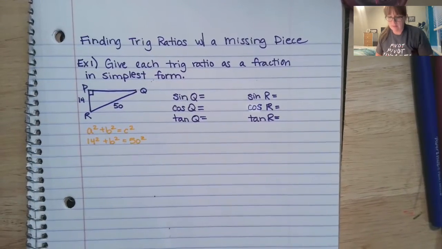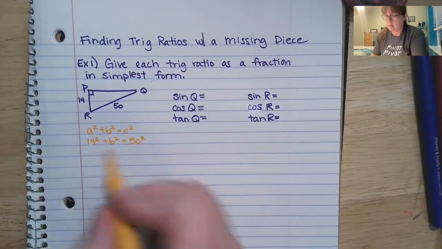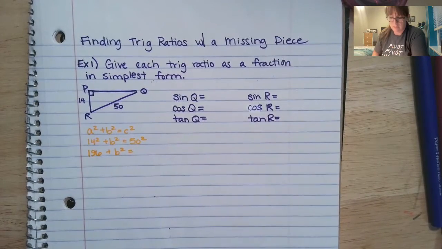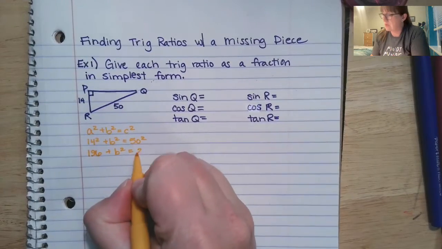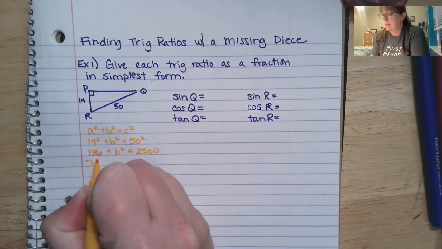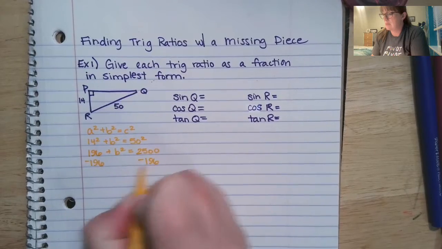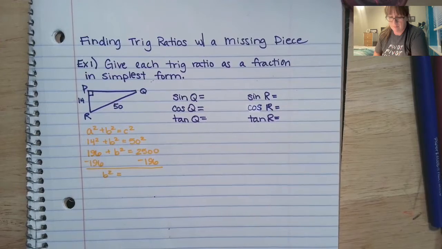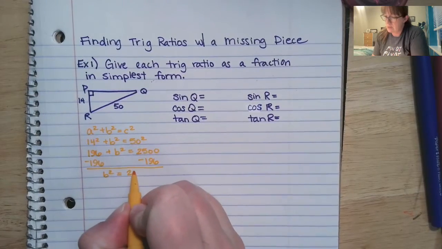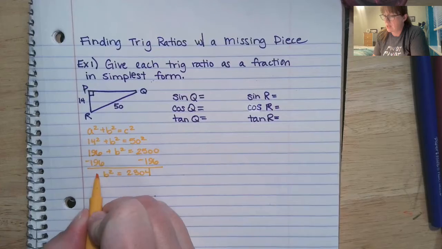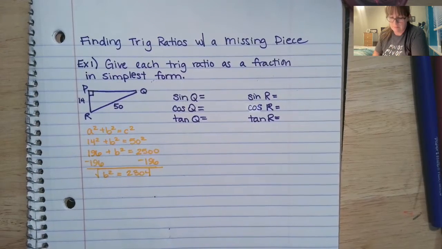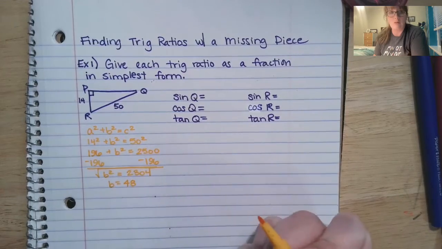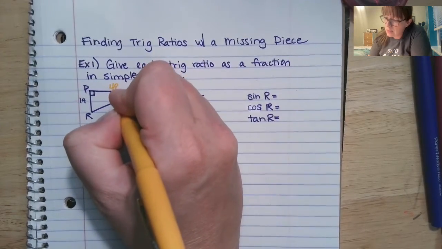14 squared is 196. 196 plus b squared equals 2500. So we're just finding b. We get 2,304, and then we want to go ahead and square root that guy, which is 48. Okay, so now we have 48 to go off of.